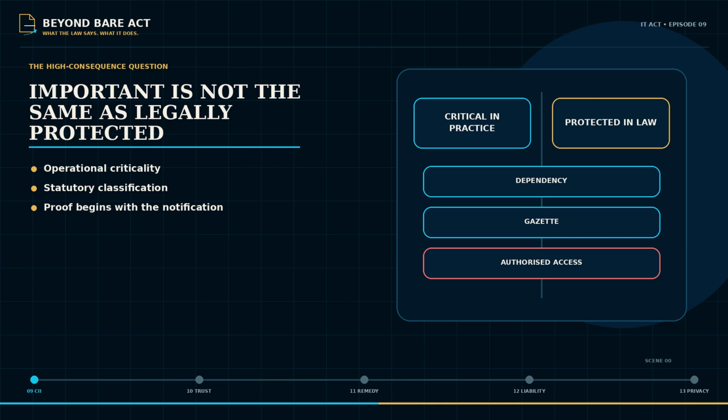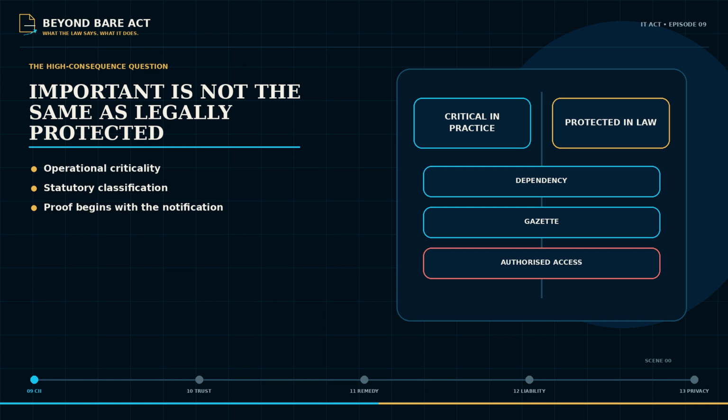But there is a legal trap at the very beginning. A system may be vital in ordinary language without being a protected system in the statutory sense. The label does not arise merely because a manager calls an asset critical or because an outage would be expensive. This episode builds the classification step by step.